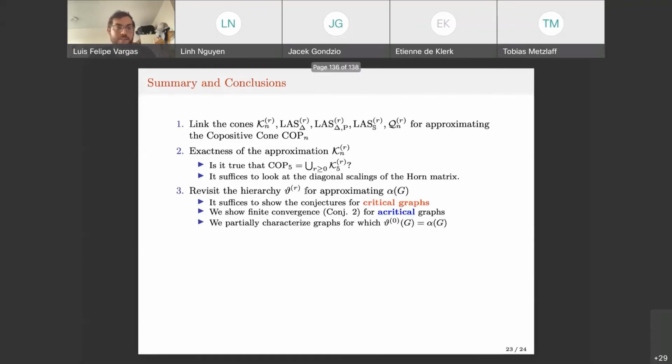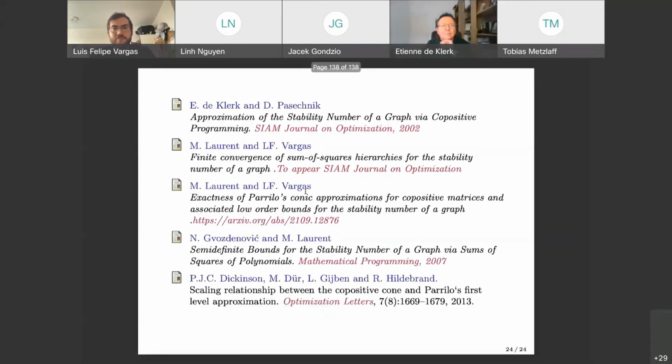And in the last part of the talk, we revisited the hierarchy theta R by de Klerk and Pasechnik for approximating alpha of G. An important fact is that it suffices to show the conjecture for critical graphs. We could show finite convergence by conjecture for acritical graphs on the other side, and we partially characterized the graphs for which theta 0 of G is equal to alpha G. So for the first level approximation, it's exact. Thanks for your attention. There are some references.